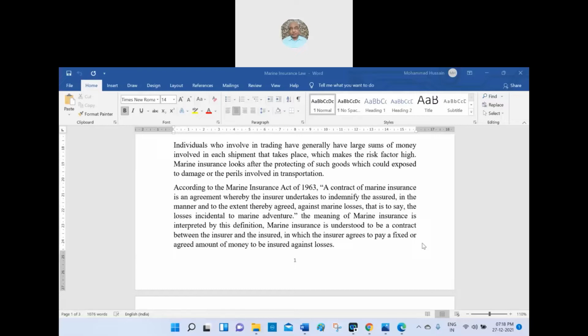Marine insurance is understood to be a contract between the insurer and the insured, in which the insurer agrees to pay a fixed or agreed amount of money to the insured against the losses.